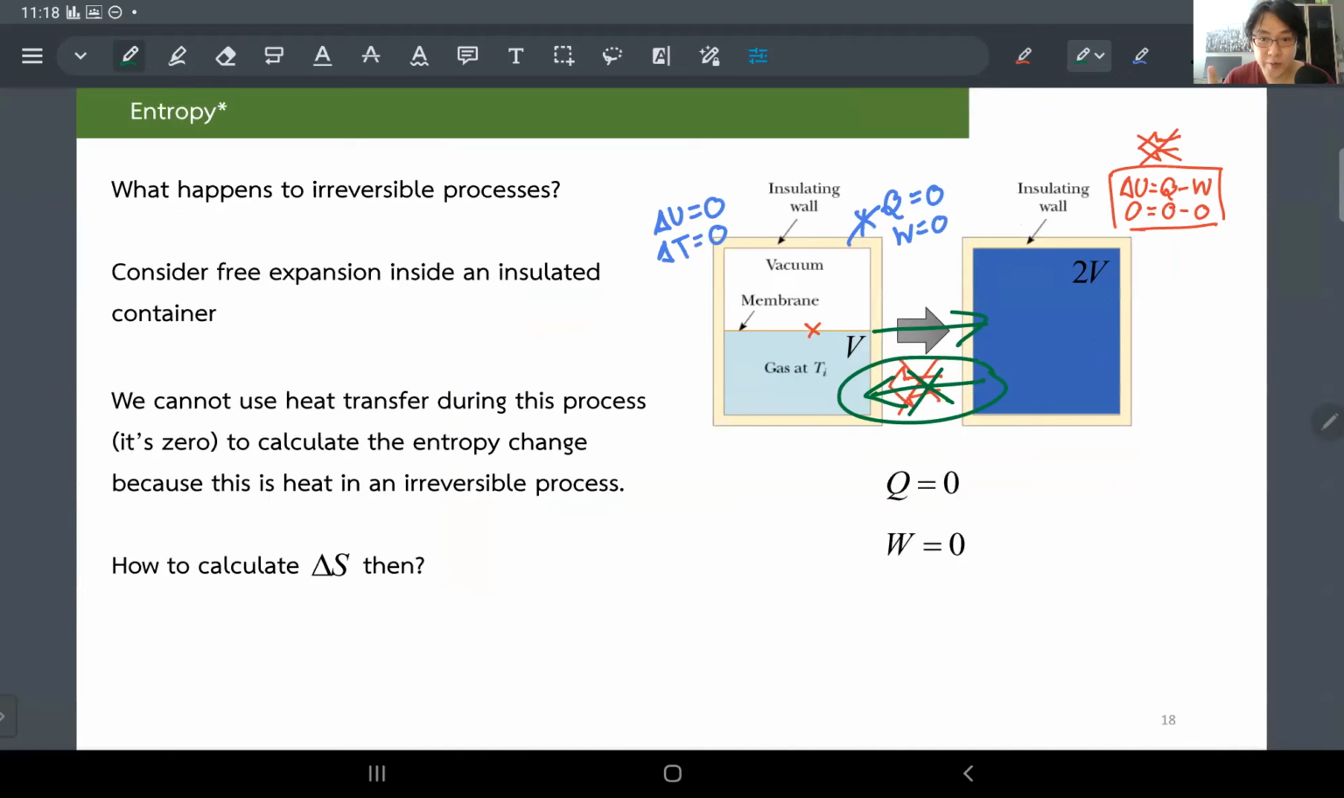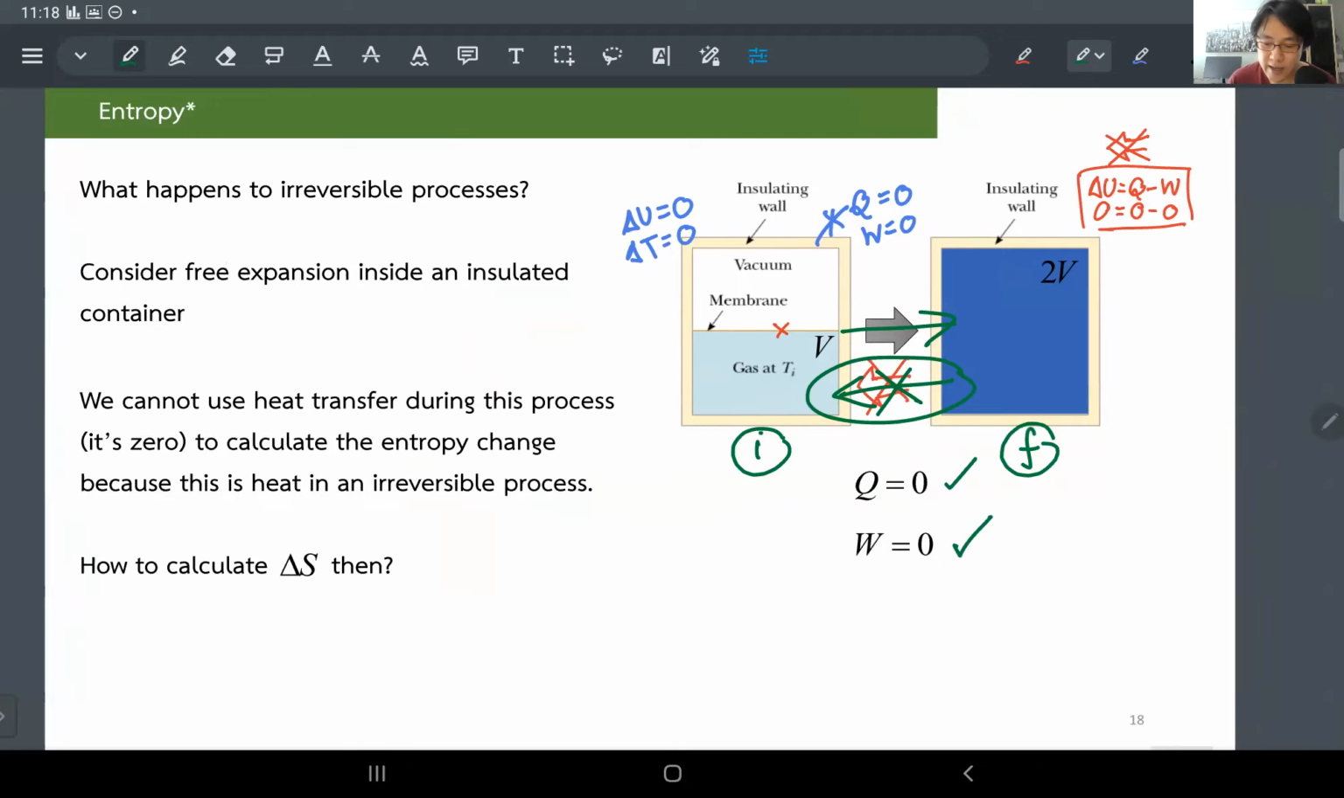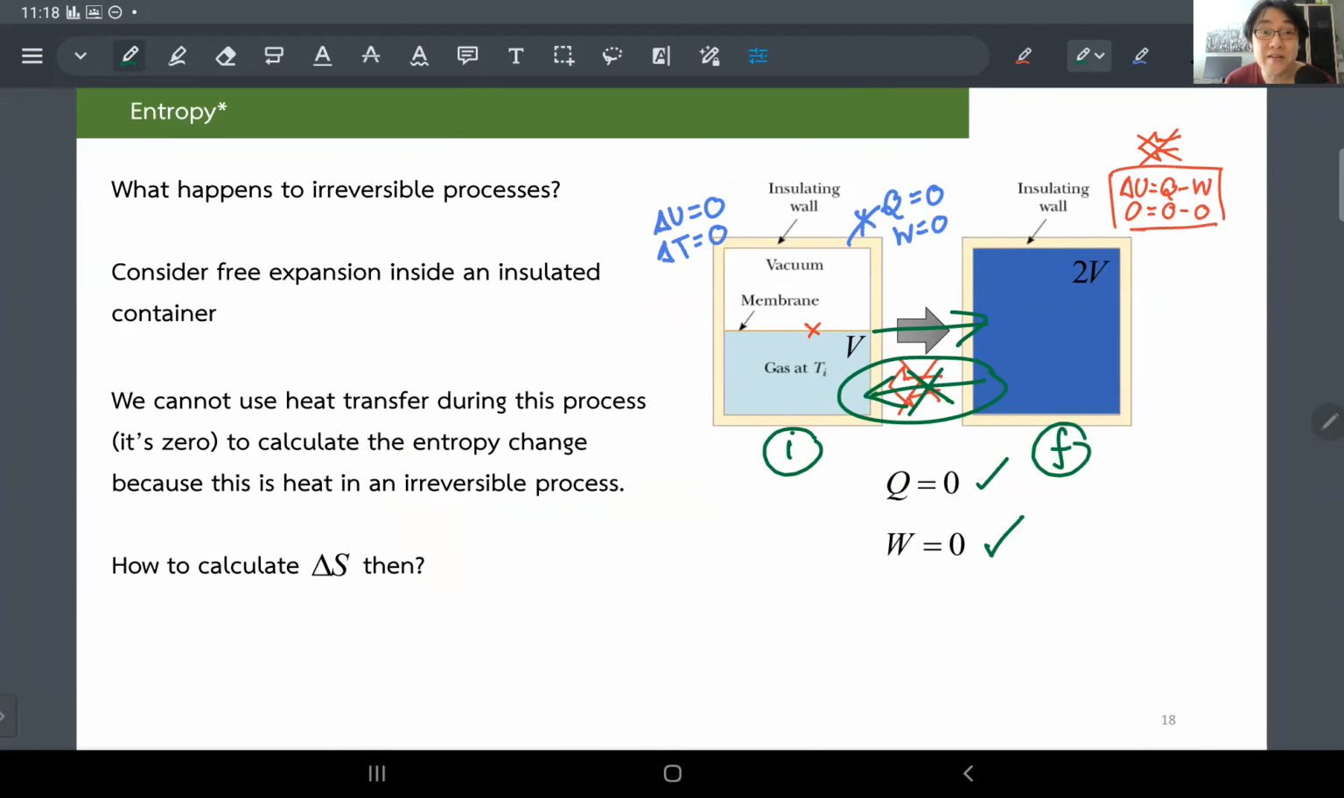All right, you guys with me so far? So for these two checks, the first law does not help. I'm going to calculate the entropy change from the first point to the final point here. Come with me here. Give me the PV diagram of this expansion process, guys.